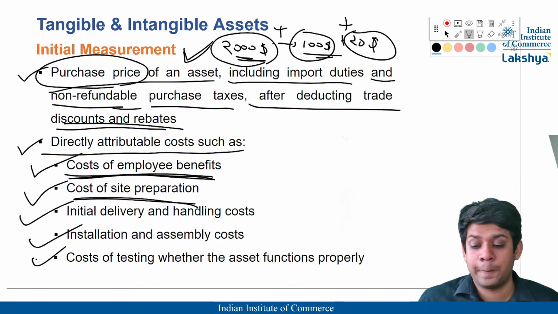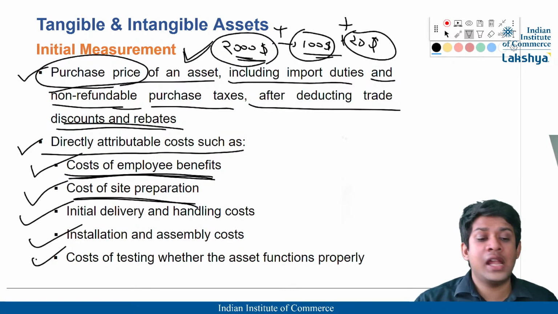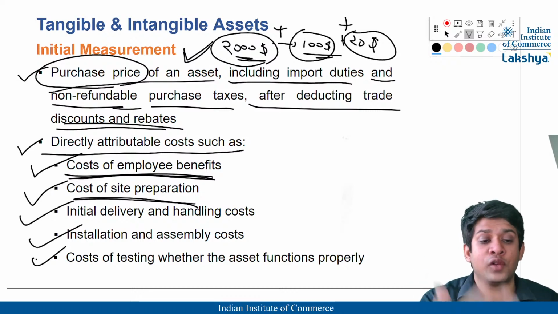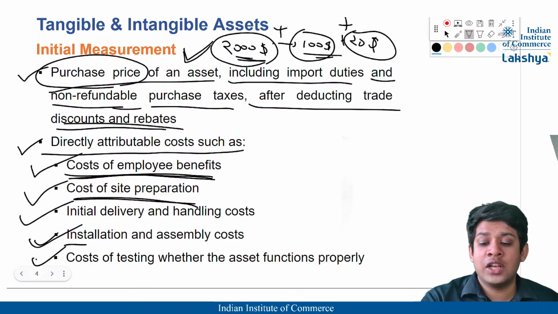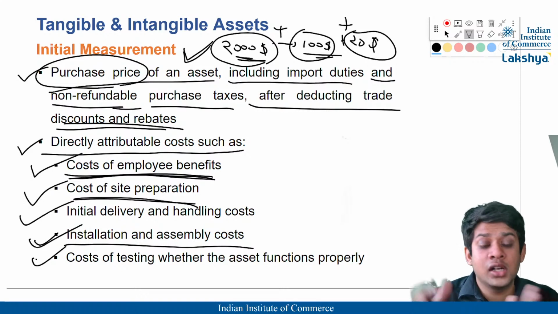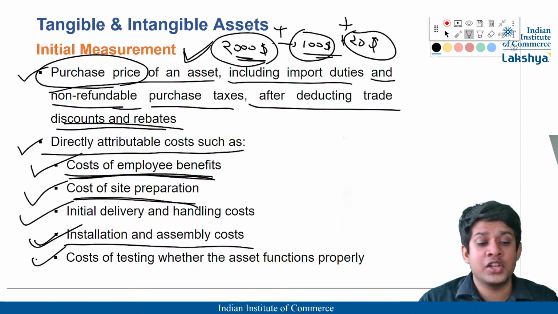to the initial measurement of the asset. Initial delivery and handling costs: maybe I'm purchasing the asset, and for the transportation and delivery I might incur certain costs, right? I might have to pay transportation and delivery costs separately. So those will also be capitalized, right? Any sort of installation and assembly costs. I'm installing a computer, so for the installation I might have to actually pay a certain amount. So those installation costs can also be capitalized to the value of the asset.